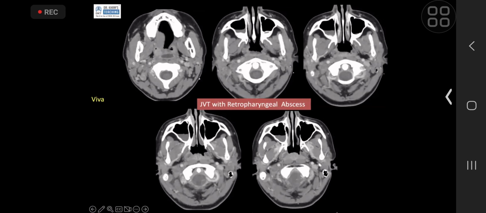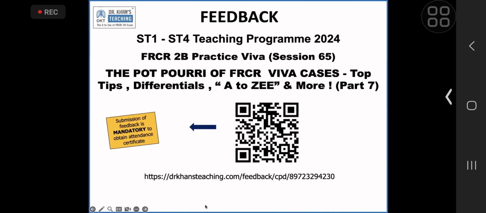Here, what is happening is that there is jugular vein thrombosis here. Do you see this? There is a filling defect here, jugular vein thrombosis. What is the cause? There is a retropharyngeal abscess here. A retropharyngeal abscess is sitting there, and that is the cause. So, let me go through the case.